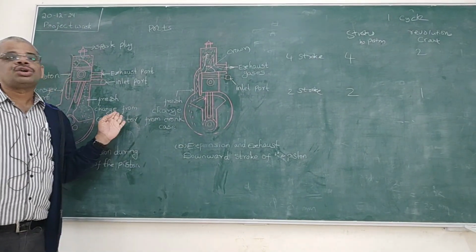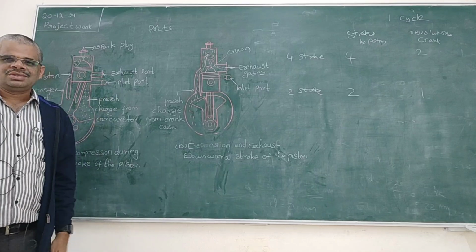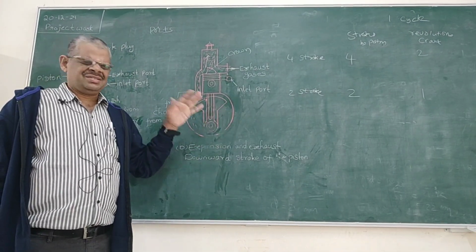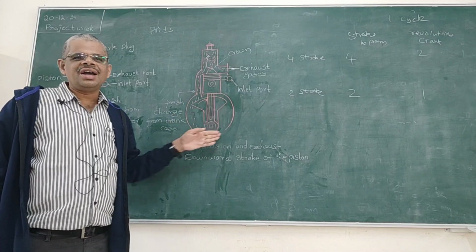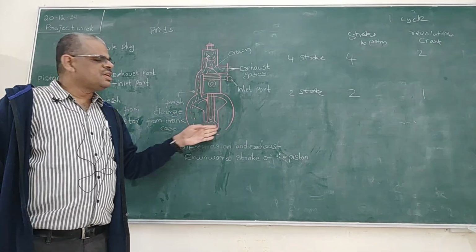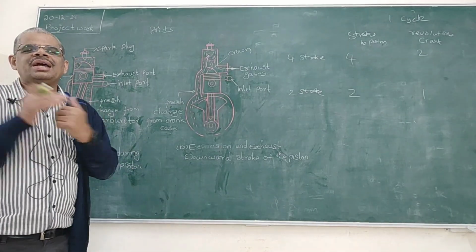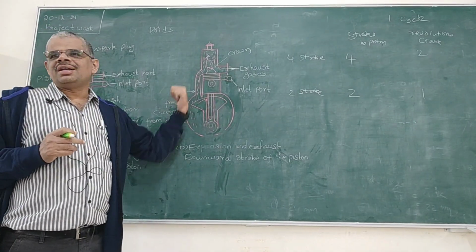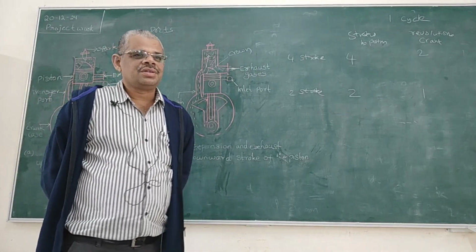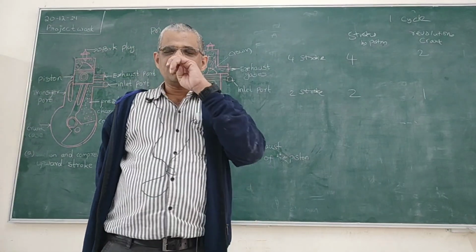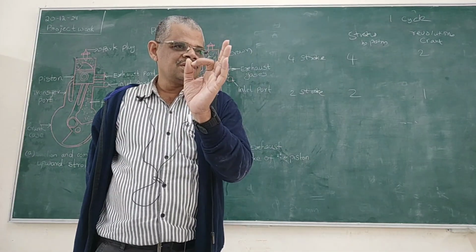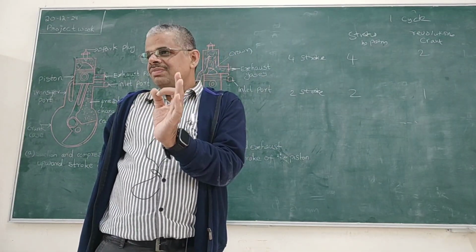So you cannot store lubricating oil here. You cannot store the lubricating oil in the crankcase. Is it right or not? Because it is filled with charge. Then how do you apply the lubricating oil here? Where do you store it? So in case of a two-stroke engine, the lubricating oil is mixed with the fuel itself, that is petrol.